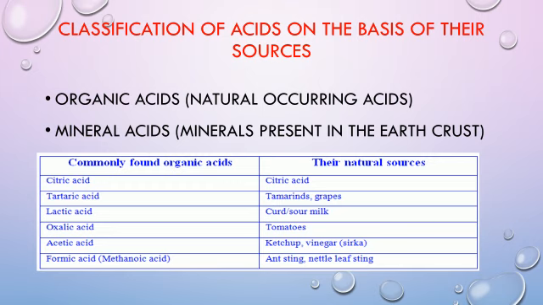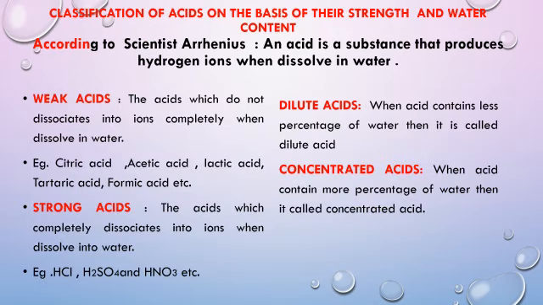Citric acid, which we get from citrus fruits like lemon. Tartaric acid, from tamarind and grapes. Lactic acid, which we get from sour milk or curd. Oxalic acid, which we get from tomatoes. Acetic acid, which we get from ketchup, vinegar, silica. Formic acid, which we get from ant sting, nettle leaf sting, etc.